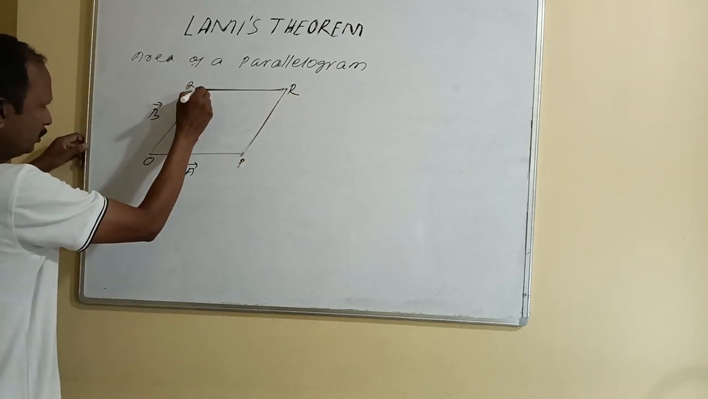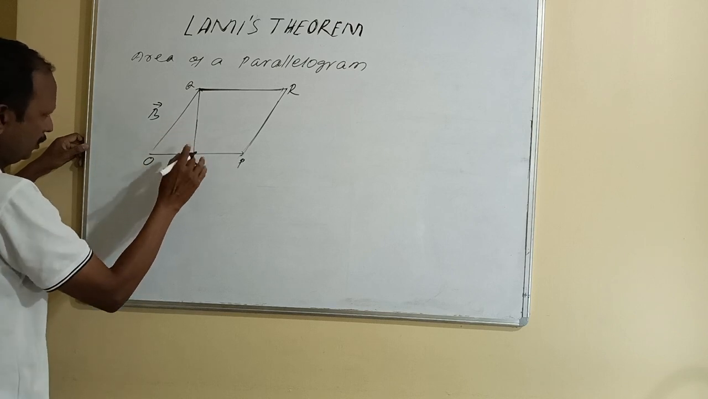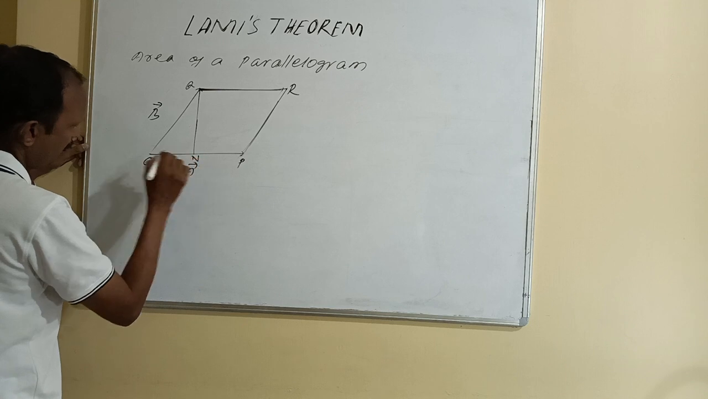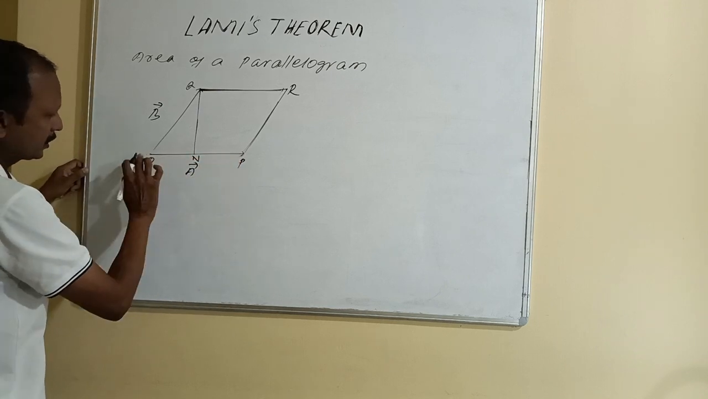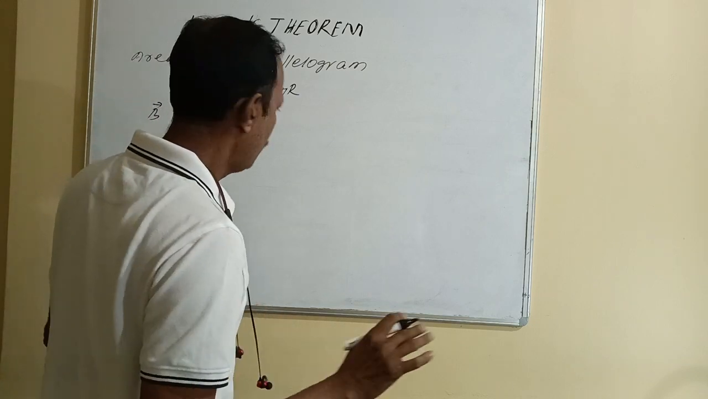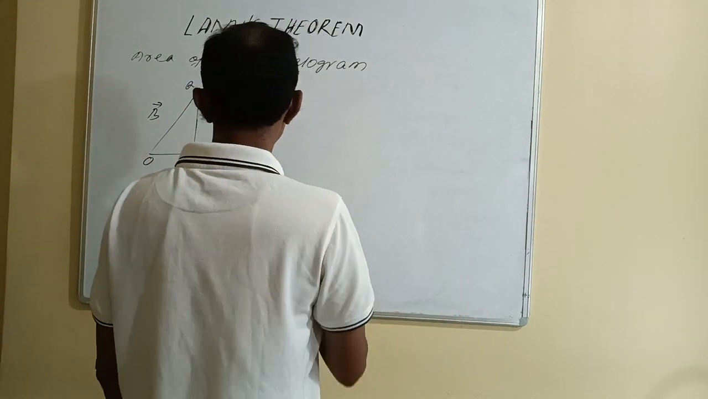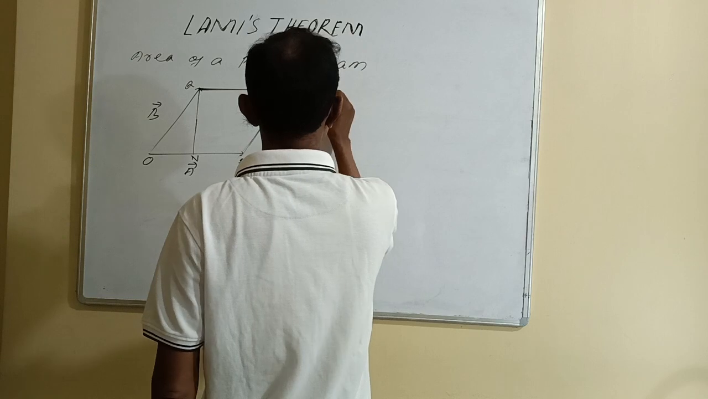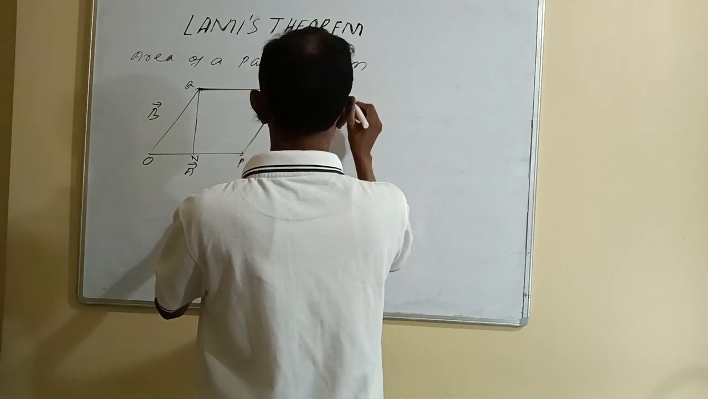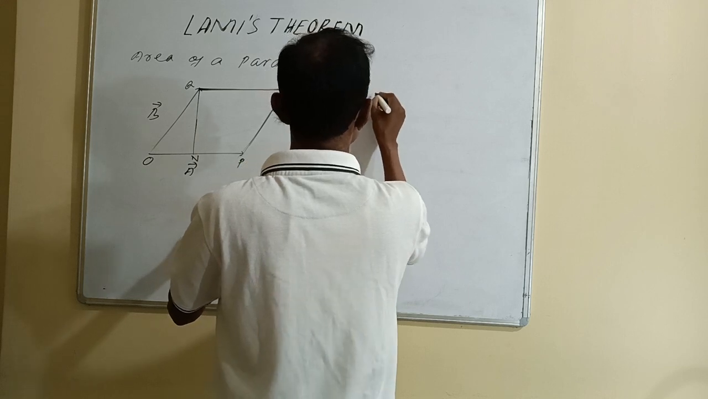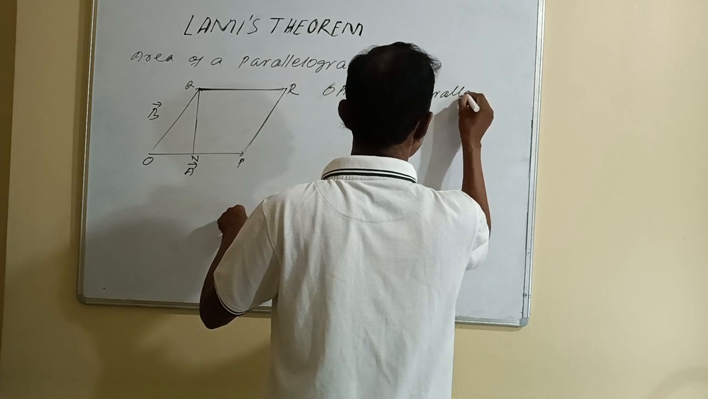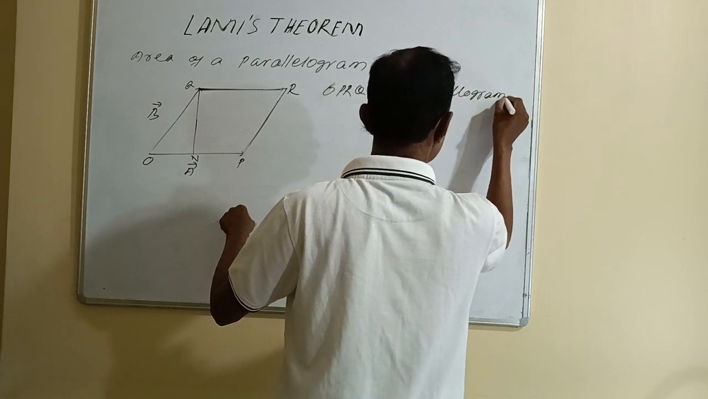From this point Q, I am drawing one perpendicular. Suppose this is normal or perpendicular to this side OB from the vertex Q. Now I can say that, okay, suppose here OPRQ is a parallelogram.